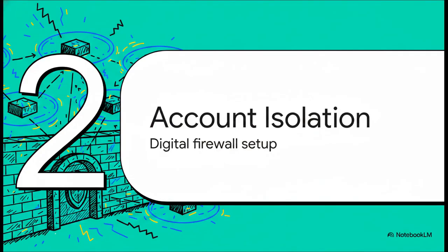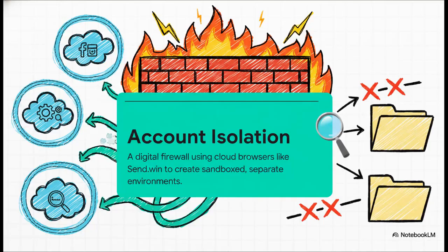So let's move right into Section 2, which builds our ultimate defense mechanism, the foundation of account isolation, and building your digital firewall. Now, before we even think about touching workflows or optimization tools, this blueprint emphasizes one absolutely foundational concept: account isolation. It's essentially a digital firewall. It uses cloud browser platforms like Sendwin to create completely sandboxed, totally separate environments, each with its own unique fingerprint for every single ad account. This firewall is exactly what eliminates that nasty cross-contamination between platforms and your different client accounts.